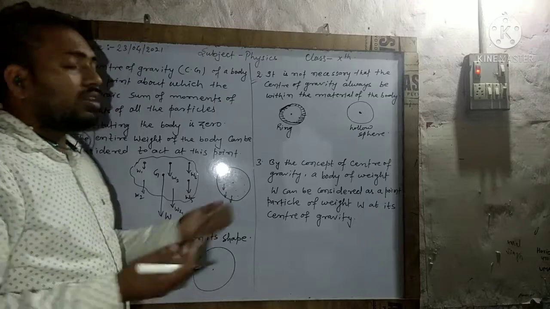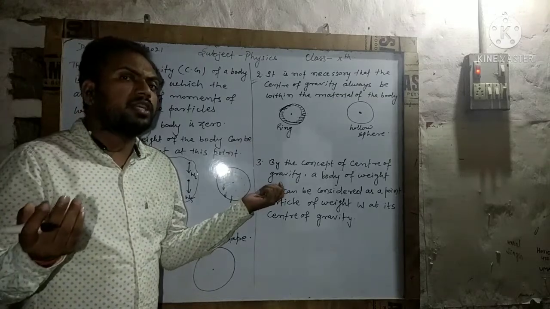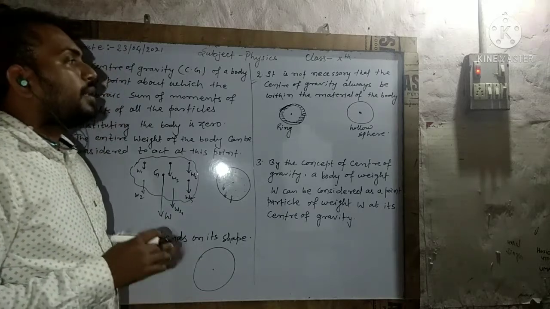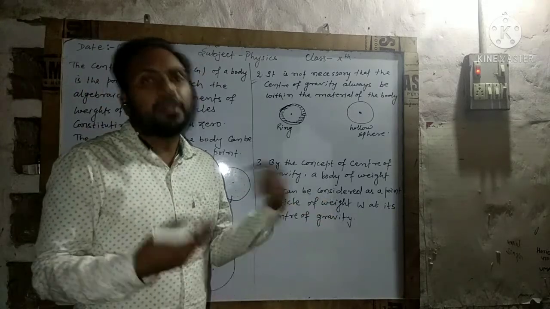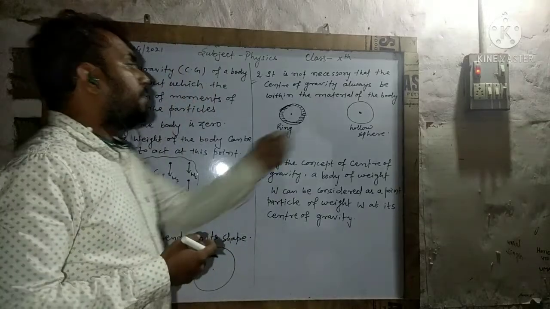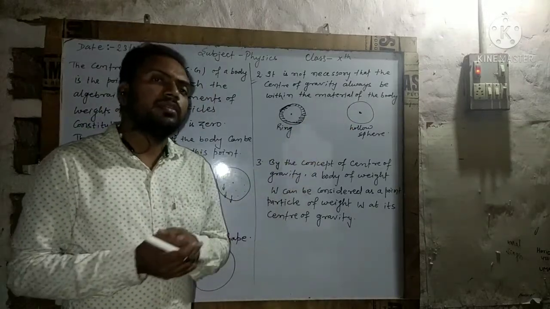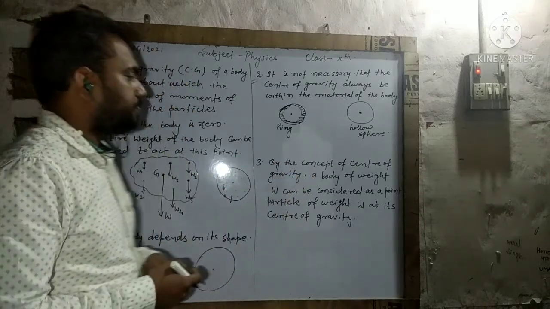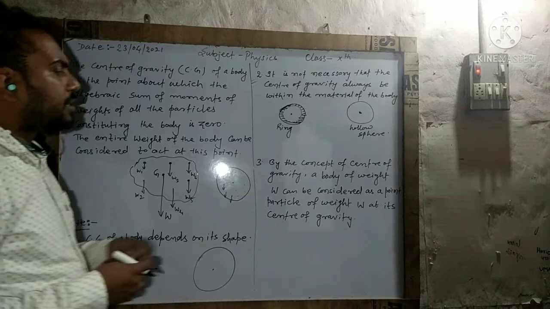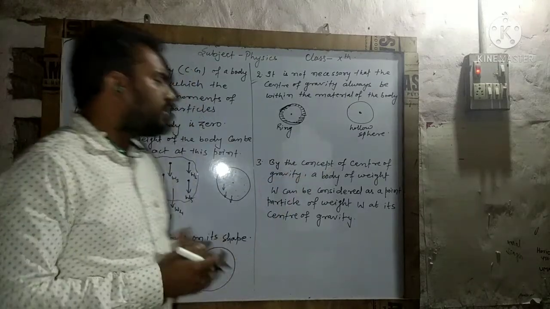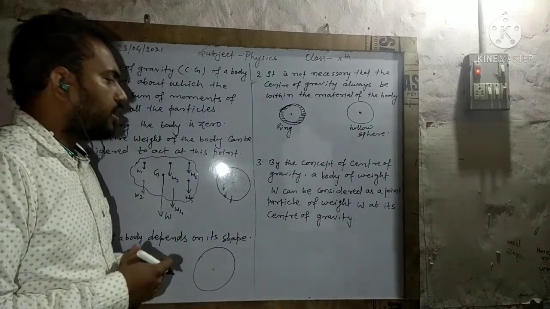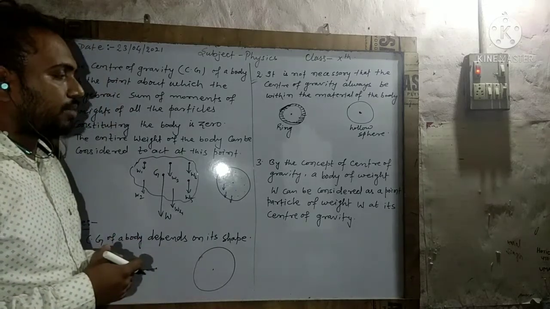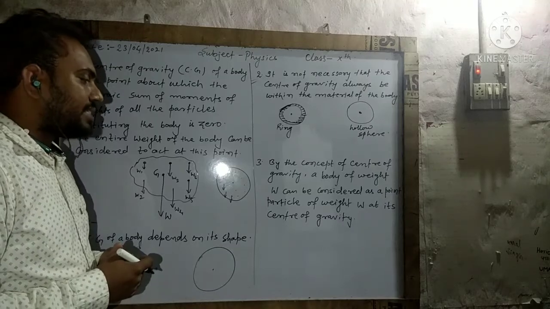Okay, it is not fixed that it will always be right outside, but it may lie outside the body, and it may lie inside the body. If you take a solid sphere, the center of gravity will always be within the material of the body. The next point is, by this concept of center of gravity, a body of weight W can be considered as a point particle of weight W at its center of gravity.